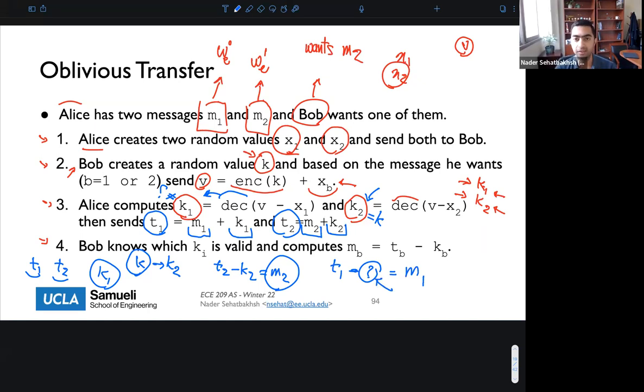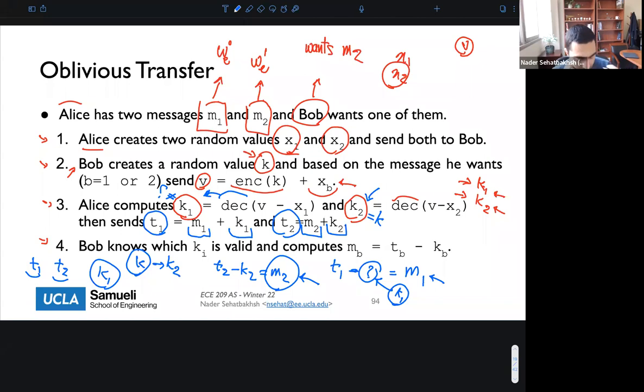And that's the key here, the reason that this method is secure is this: at the end of these 4 steps, Bob successfully recovers M2, but does not know what M1 is. Why? Because Bob does not know what K1 is, so he does not know what M1 is. So that's the key here.